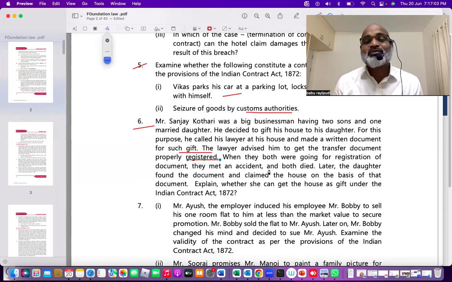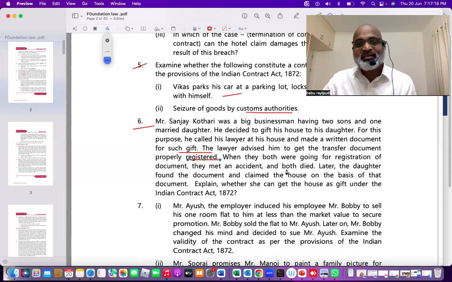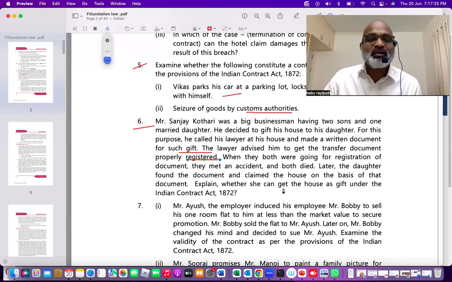So he's a family member giving a gift, and he was also advised to give it in writing, as a document. When they both were going for the registration of the document, they met with an accident and both died. Later, the daughter found the document and claimed the house on the basis of it. Explain whether she can get the house as a gift.